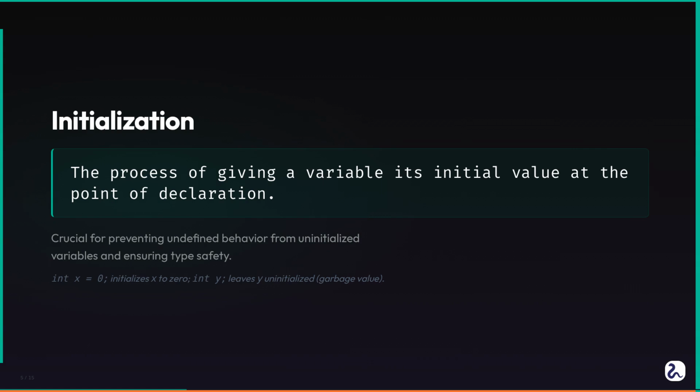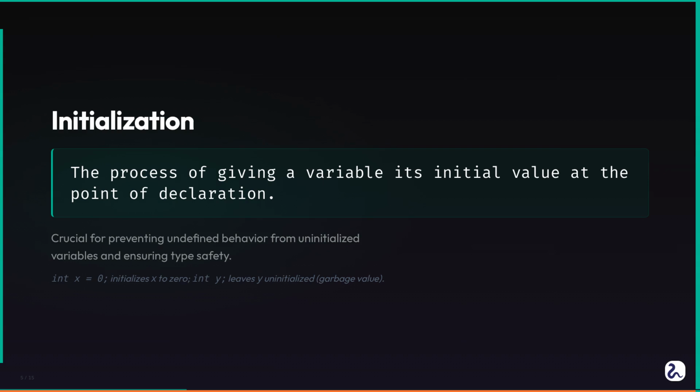The oldest and most familiar is copy initialization, using an equals sign. It looks like an assignment, but it is not. It is setting the initial value. Then we have direct initialization, which uses parentheses. This syntax is often seen with constructors for class types.